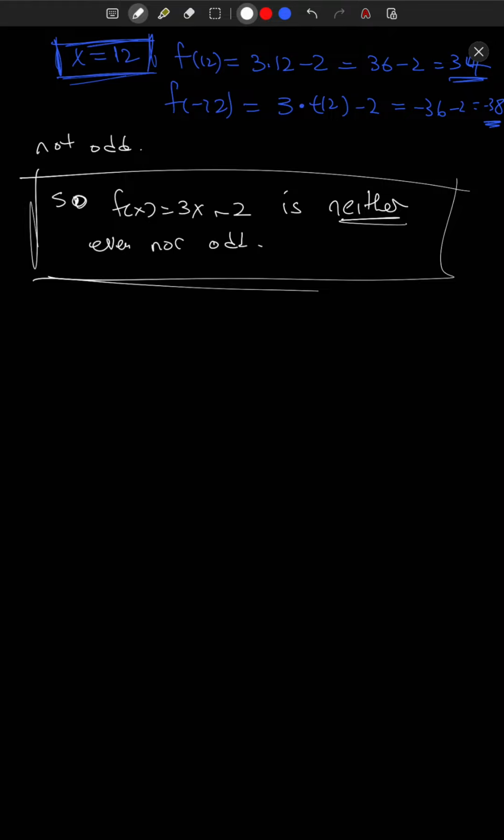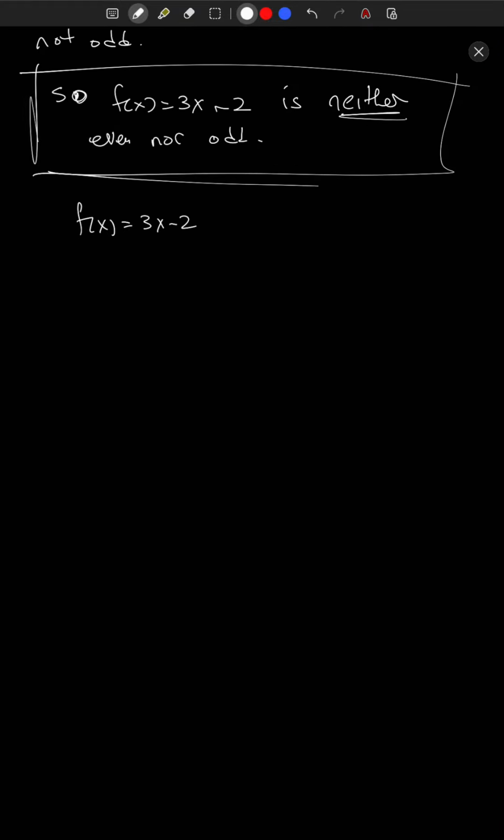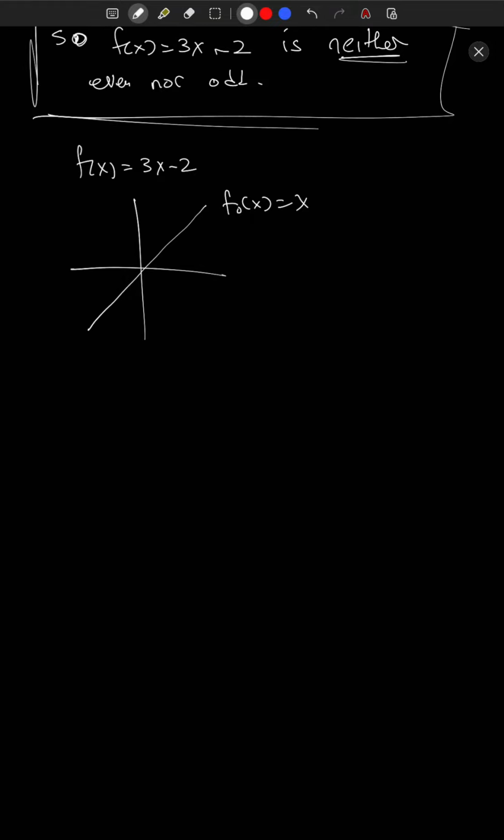So again, this is the typical case. Most functions are neither even nor odd. By the way, we know this is true in terms of the picture. What is f of x equals 3x minus 2? Let's think about the graphing that we did. F of x equals x looks like this, right? Let me call this f0 of x equals x. It's just a line at 45 degrees with the x-axis.